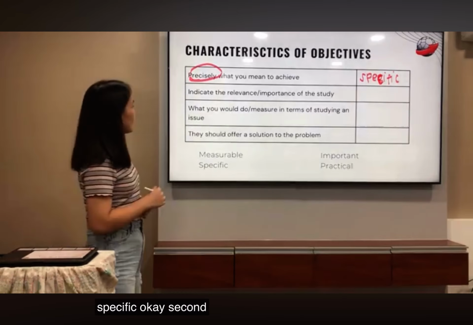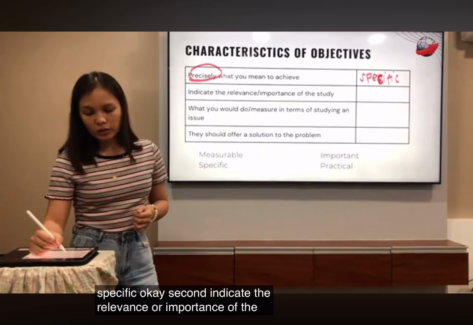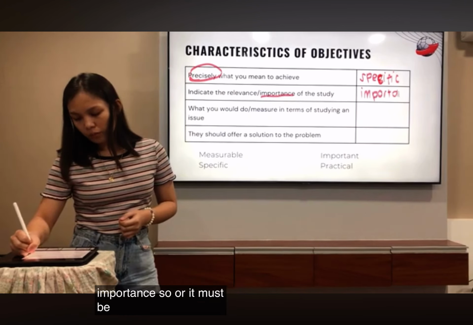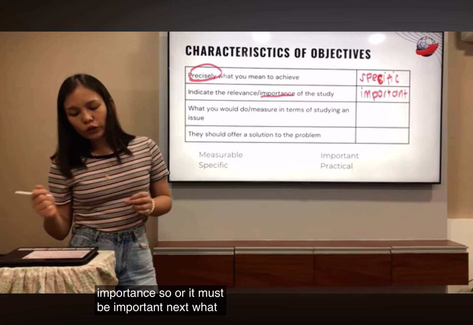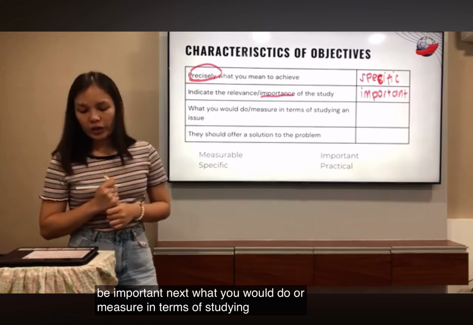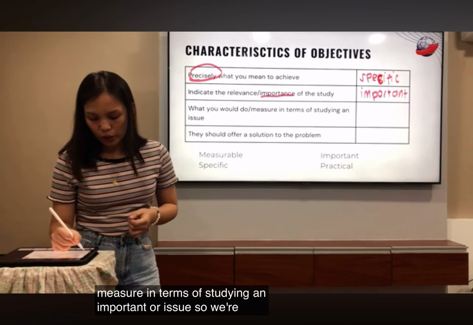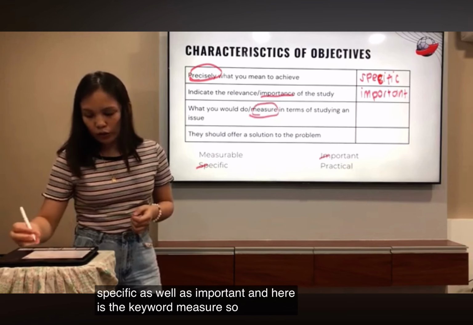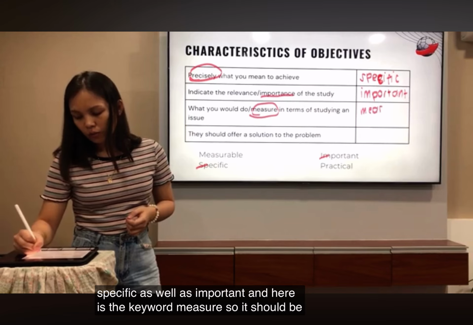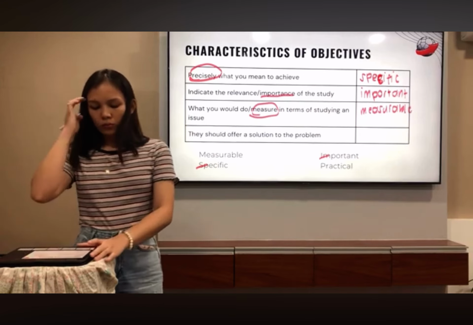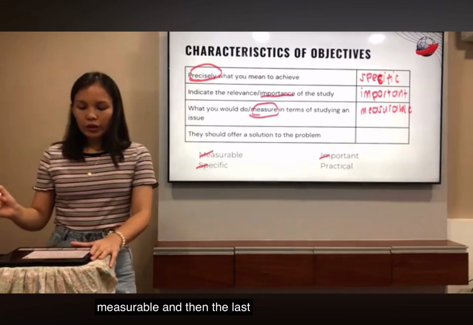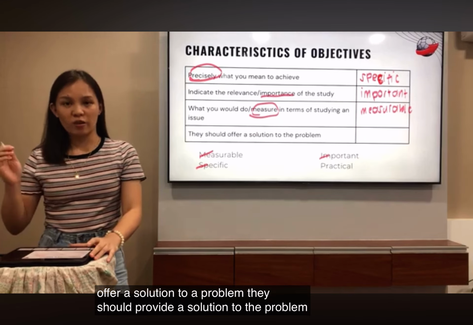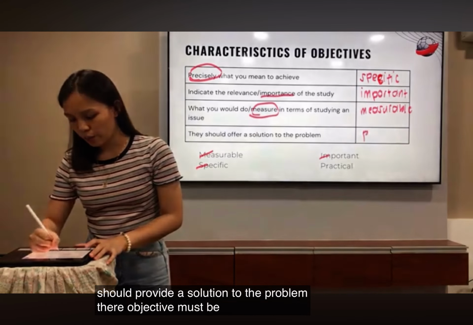Okay. Second, indicate the relevance or importance of the study. Important, so therefore it must be important. Next, what you would do or measure in terms of studying an important issue. So we're done with specific as well as important. And here is the keyword, measure, so it should be measurable. And then the last, they should offer a solution to a problem. They should provide a solution to the problem, therefore an objective must be practical.